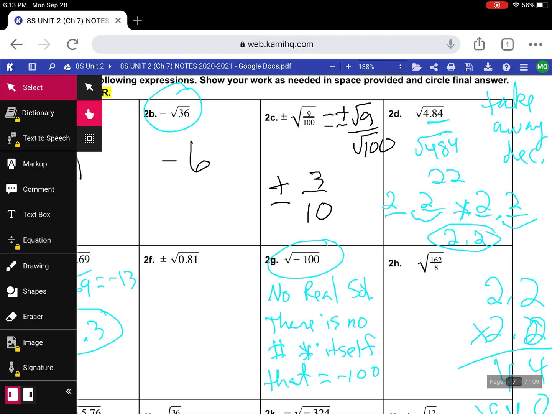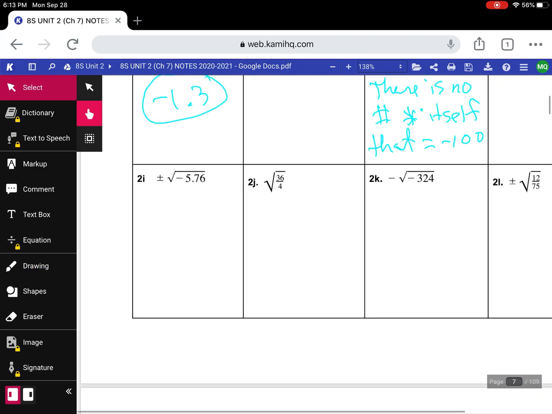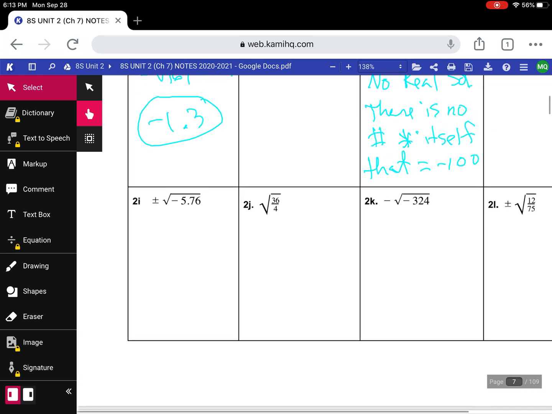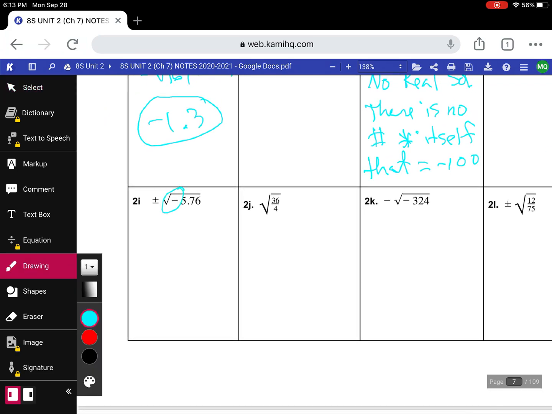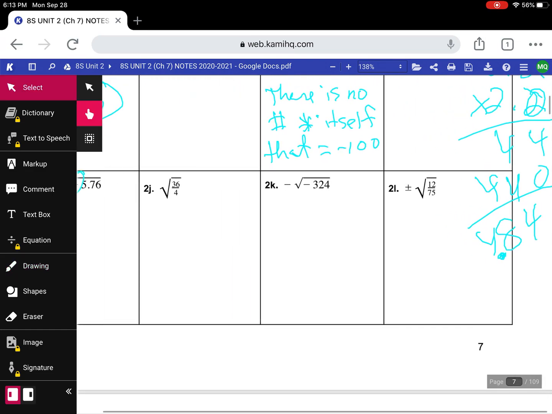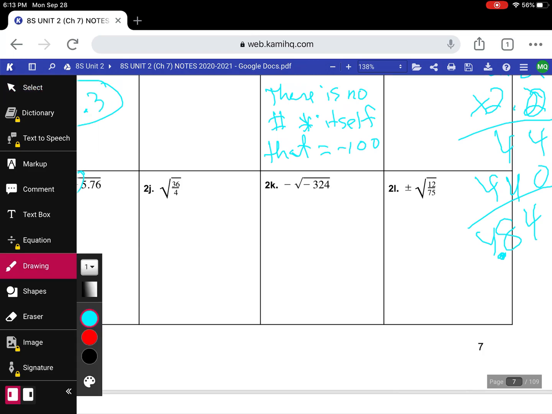Okay? Let's flip down to, let's see what else we got here. There's another one with a no real solution I can see down here. Let's see if there's a good one here. Okay, I want to go over to 2L, and the reason I want to come over to 2L is because, let me get my tool out here.